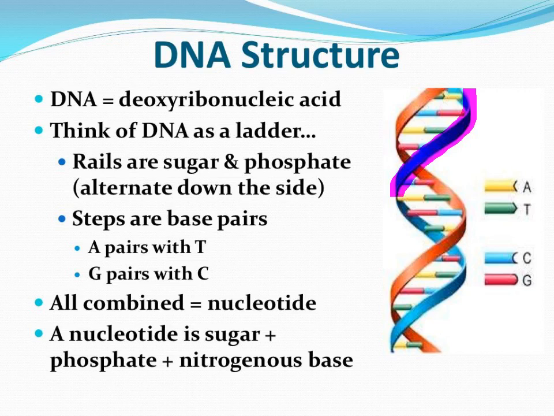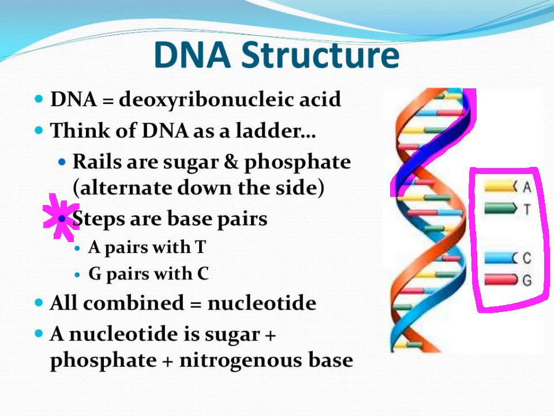And then the actual steps that you see in the middle are base pairs. If you look at this color over here, it shows yellow is A, green is T, blue is C, and the pinkish red is G. Something very, very important that you need to know is that A pairs with T, G pairs with C. That's something you just have to memorize. You need to know what that is.